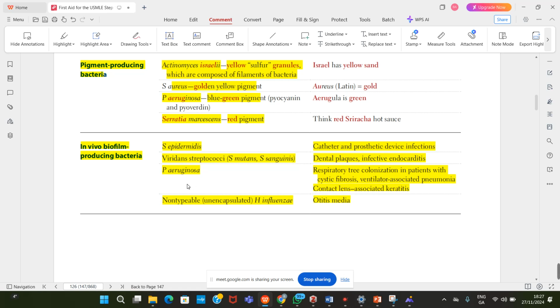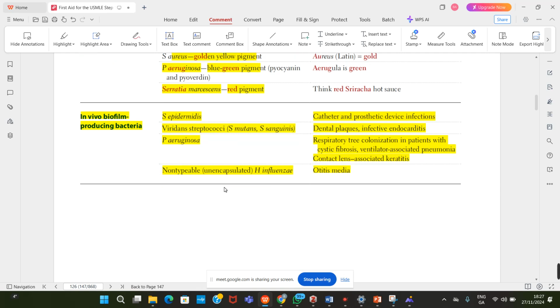People with cystic fibrosis, particularly the older people, can get infected with Pseudomonas, and it can form biofilms on the airway. So we know the ones in older people. Which one should we be worried about in cystic fibrosis in young people? Staph aureus. Good.